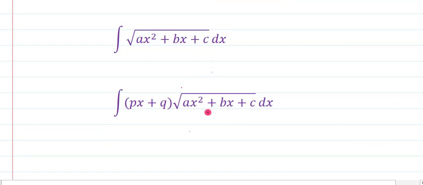So look at these two types of integration. This is simply integration of square root of quadratic polynomial, and it is linear into root of quadratic polynomial. So nothing is special in these two. These are same just as we have done with these type of problems, ax square plus bx plus c, either with root or without root dx, when we were doing 7 results.